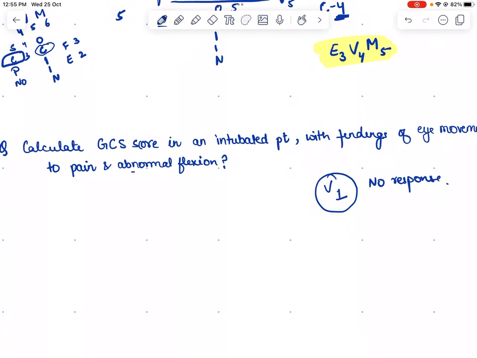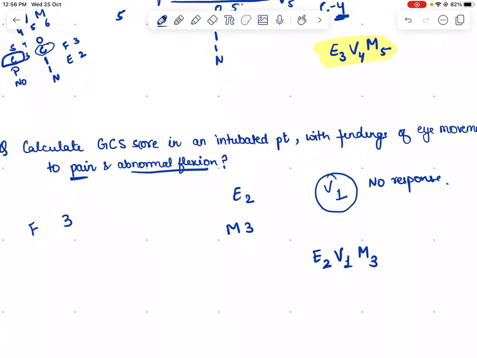Okay, and after that there is abnormal flexion. I already told you for flexion just remember 3 points, so for motor there is 3, and with the findings of eye movement to pain, the patient is moving his eyes on pain. For 4 points the person is spontaneously moving, for 3 points the person moves on command, and for 2 points the person moves his eyes on pain. So for eye movement the score is 2. So what's the total score? E2, V1 and M3. Okay, so this one is the score for this Glasgow coma.